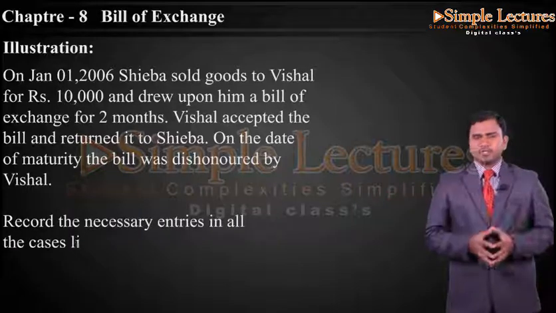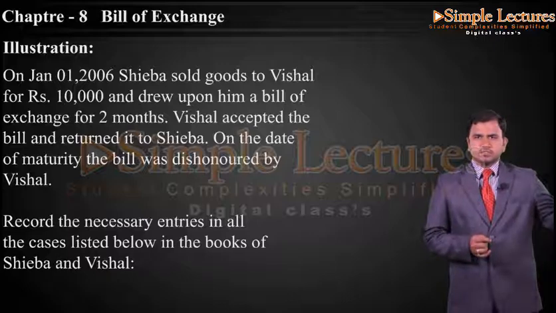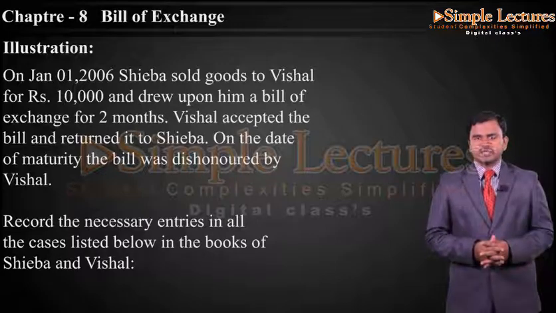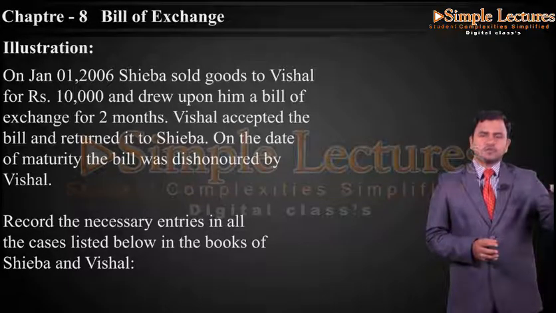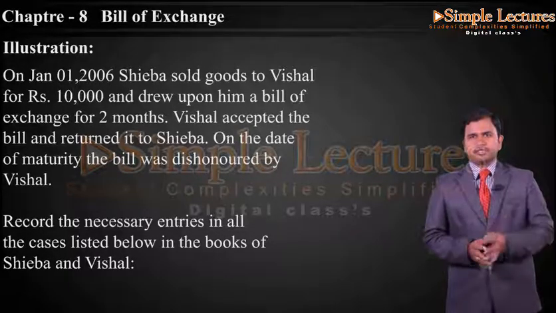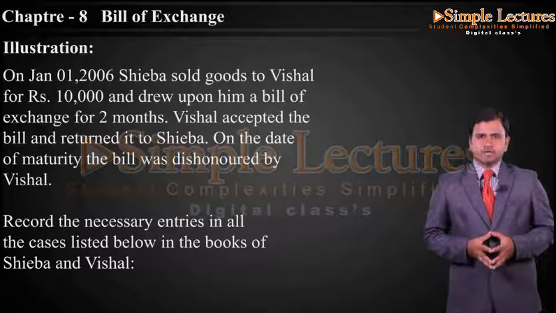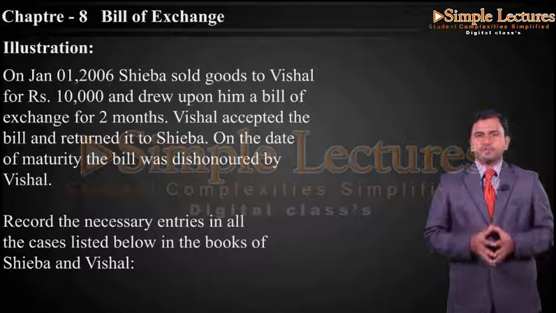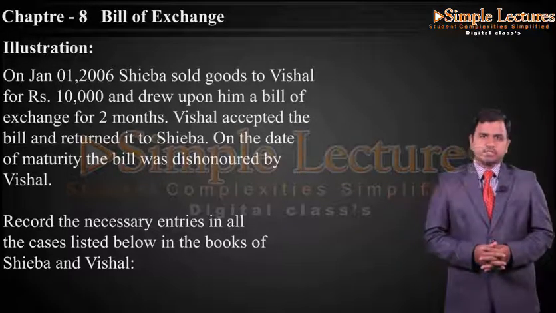When coming to this illustration, the goods were sold by Sahiba and purchased by Vishal, where Vishal has accepted the bill. He is going to pay after 2 months. After 2 months, on the maturity date, he has dishonored the bill. He has not paid the amount. And we have the following cases here. By considering these cases, we have to pass the journal entries.